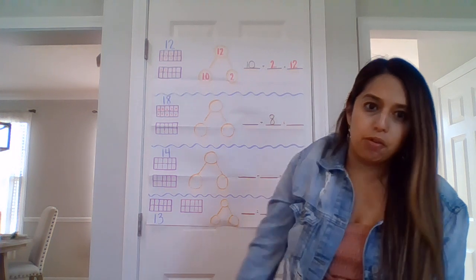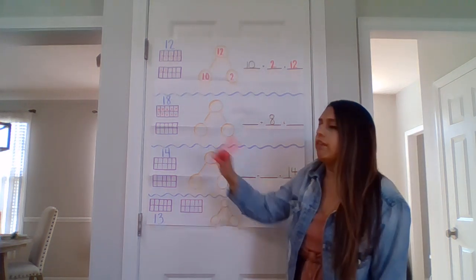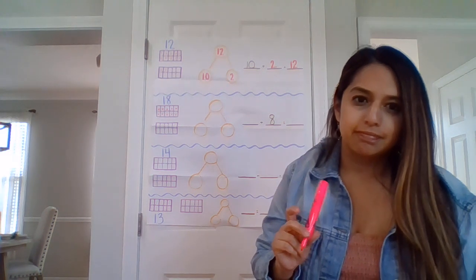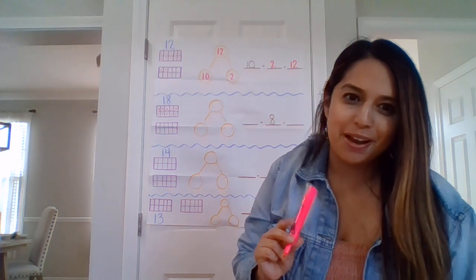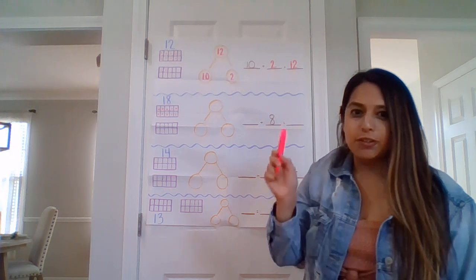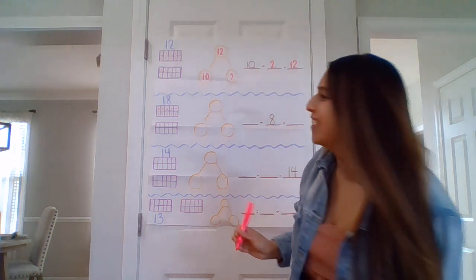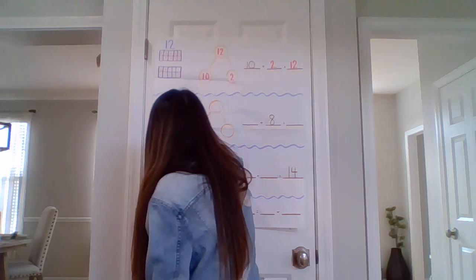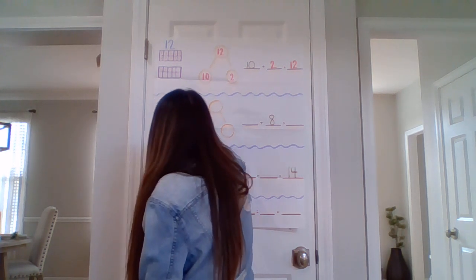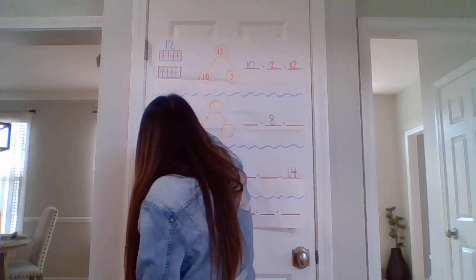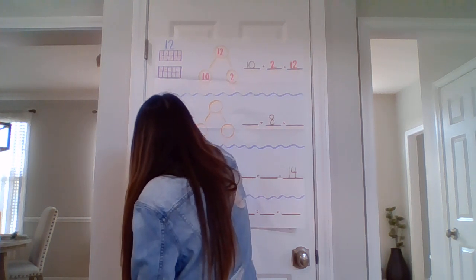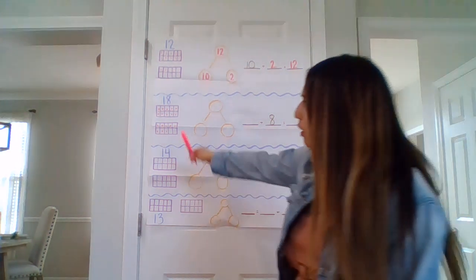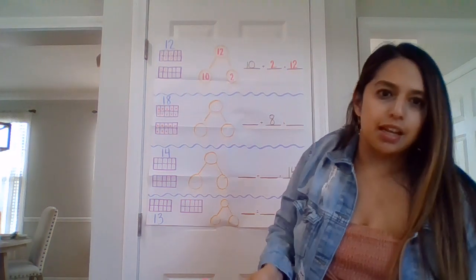Think about it at home. I have 10. How many more do I need to get to 18? Give you a second to think about it. If you said 8, you are right. So I'm going to put 8 in my bottom 10 frame because 10 and 8 is 18. So I'm going to count still 13, 14, 15, 16, 17, 18. Okay, so I know 10 and 8 makes 18.